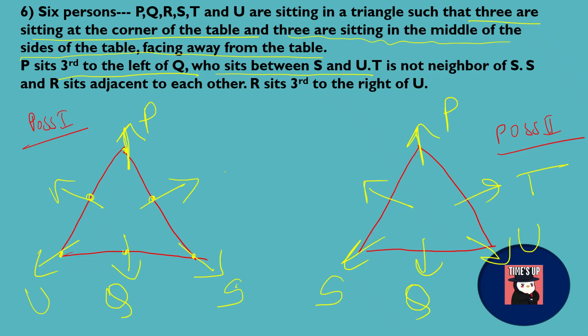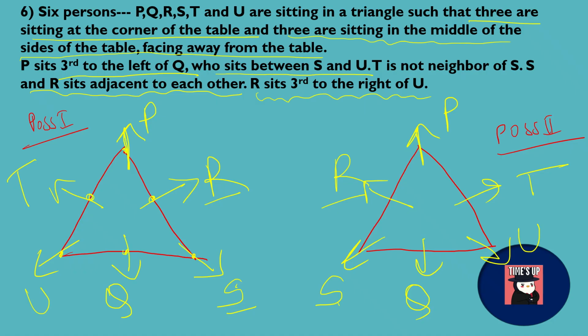And in the first possibility, what will happen? T is not the neighbor of S, they have said, so T will not come here. So one place is left, T will come there. Next, what is left? S and R sit adjacent to each other. Here in this case also, S and R are sitting adjacent to each other. Next, R sits third to the right of U.